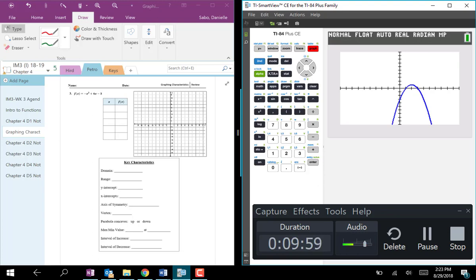Okay, so looking at this one, what is the vertex of my graph? What's the vertex of my graph? You had something wrong? Hold on. It was supposed to be a straight line. I've been there before.